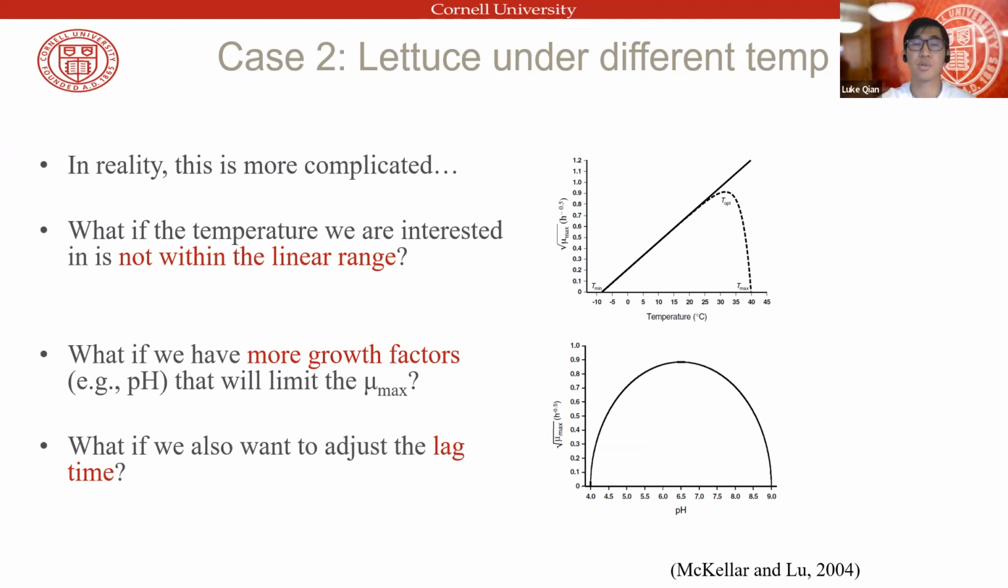Also, temperature is not the only factor that impacts the growth rate. What if we have more factors, such as pH, that will limit the maximum growth? In that case, we have to do more adjustment and even consider that there are synergistic effects on the growth rate. Moreover, we do not only want to address the growth rate, we probably will also adjust the lag time or other primary growth factors.